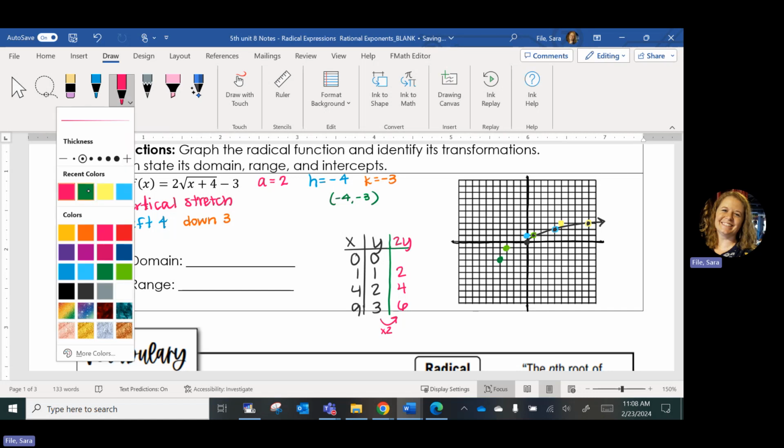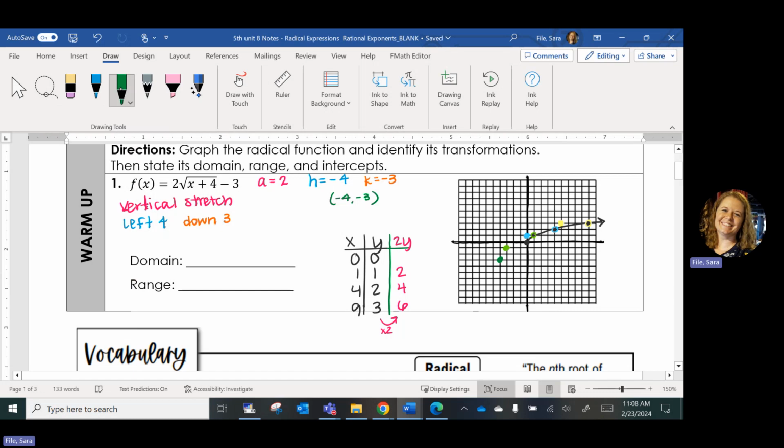Because from my vertex, I go over horizontally, X, and then I go up vertically, Y. So I was going over 1, up 1 from my vertex, but this time I need to go over 1, up 2. So you can see from where we plotted the vertex, if we go over 1, up 2, that's where this point is. Or if I go over 4, up 4 from my vertex, that's where this point is.